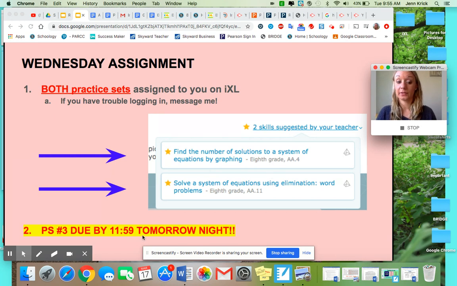And then also don't forget, problem solving number 3 is due by 11:59 tomorrow night. Please do not submit later than that because I'm posting my answer video the next day. Okay, it's more meaningful if you give it a try, you go through your solution processes, and then the next day you see the right answer. Okay, I think that's it.